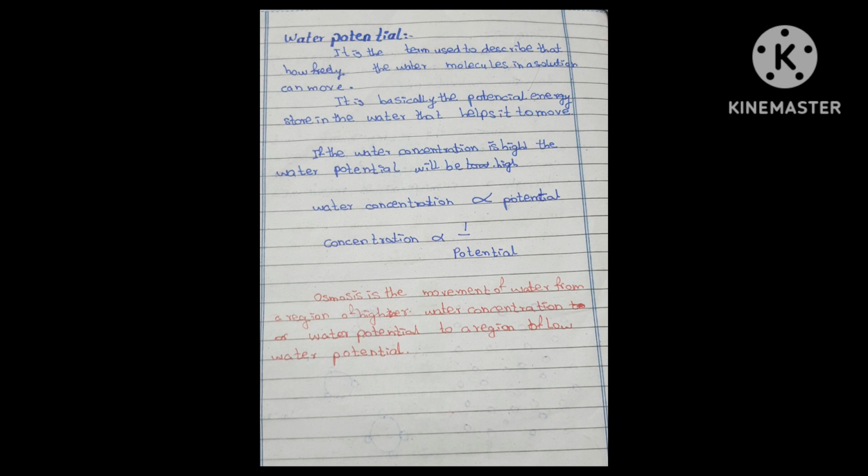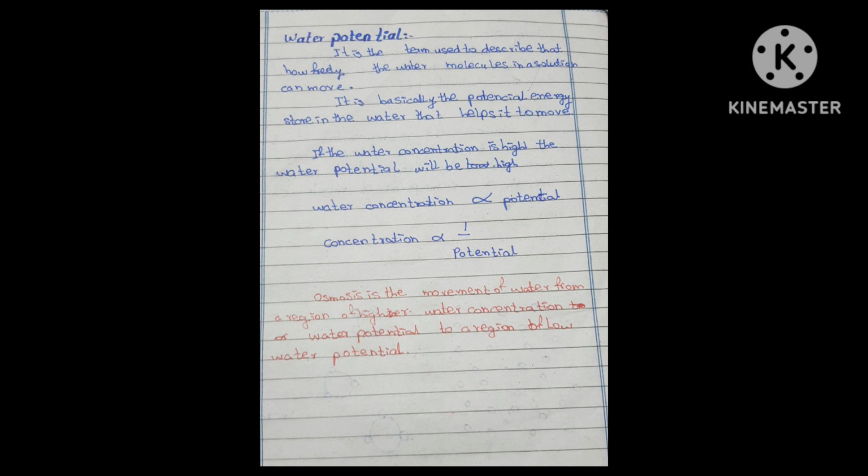So what is water potential? Water potential is a term used to describe how freely the water molecules in a solution can move. It tells us how free the water molecules in a solution are to move, to do the process of osmosis. The definition of water potential is the potential energy stored in the water molecules that allows them to move from one place to another, and it is one of the most important things needed for osmosis, as osmosis is the movement of water particles.